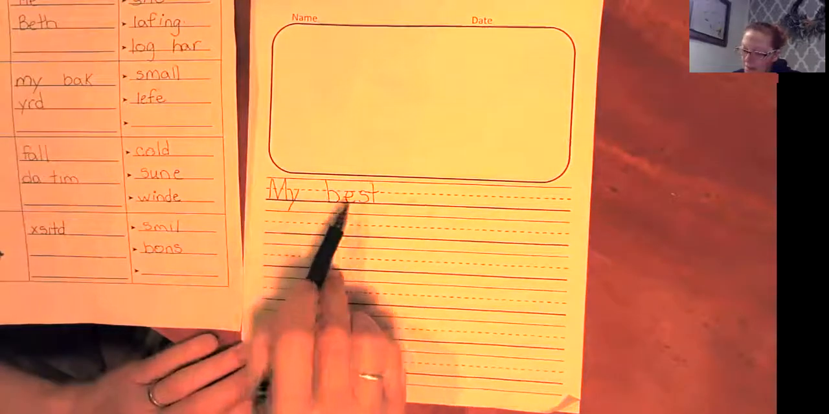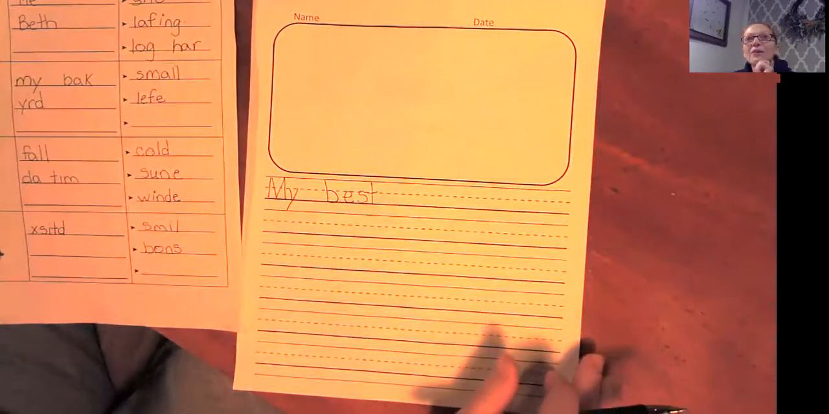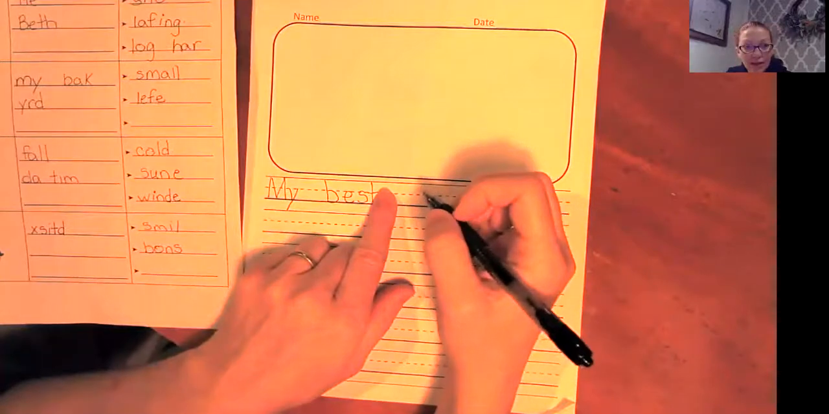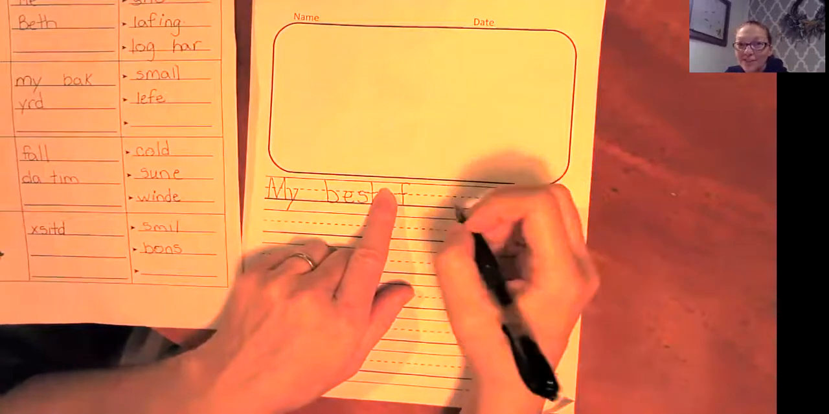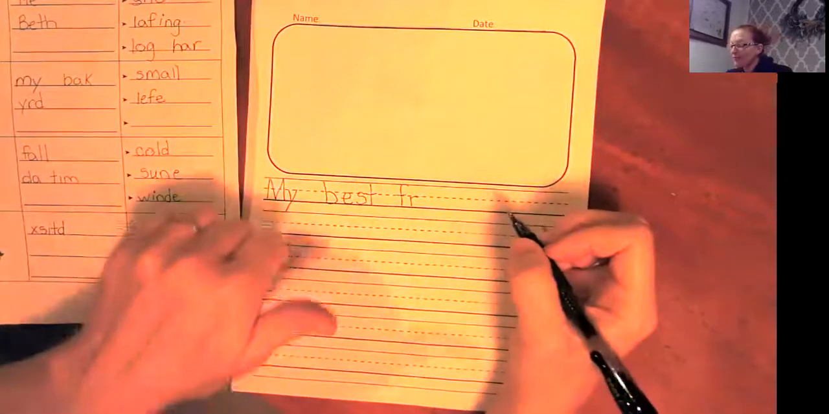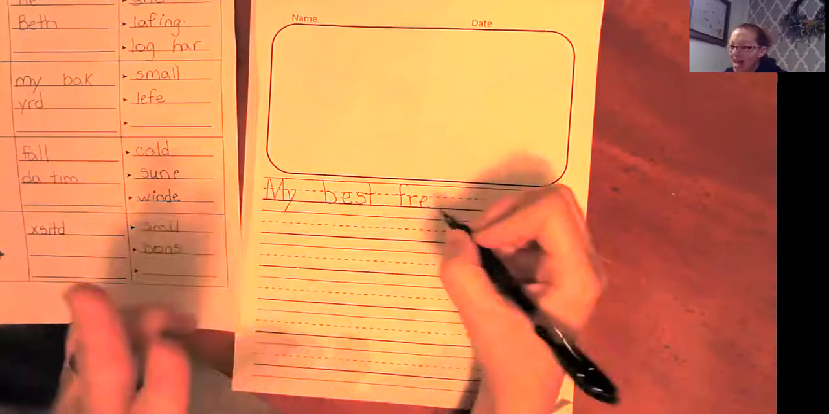Thank you. My best friend. Friend. Let's stretch. Ready? Friend. If you say it really slowly and stretch it out. Friend. One more time. Ready? Friend. Right. Finger space. Friend. Help me out. Nice and loud. Thank you. Good. Friend.